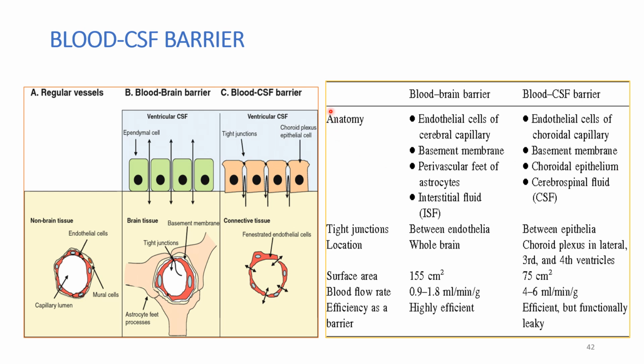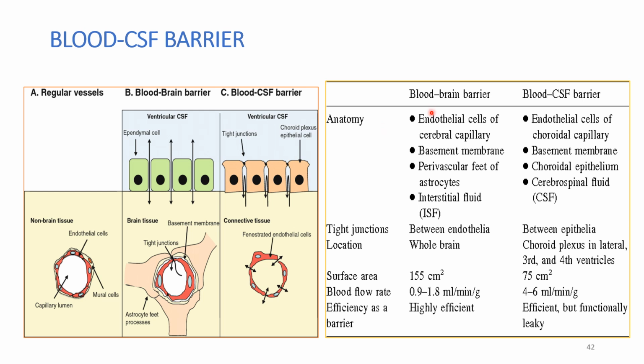Now coming to another barrier, that is the blood CSF barrier. So this is the non-brain tissue. Okay. Here this is the brain tissue. In the blood-brain barrier, we have tight junctions like this, as we have seen. Okay. So this blood-brain barrier, where it is present in the production of CSF. So the blood-brain barrier is present in all the brain regions.